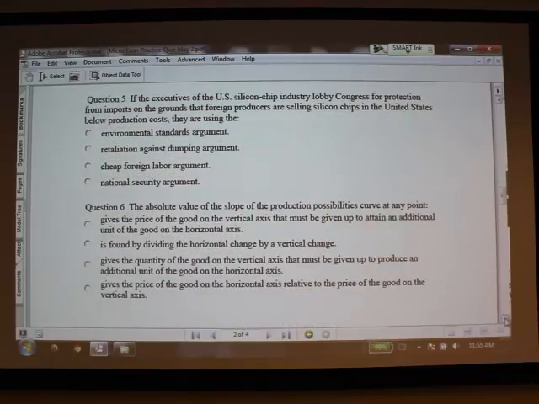Question 5. If the executives of the U.S. silicon chip industry lobby Congress for protection on the grounds that foreign producers are selling silicon chips below production costs, they are using the dumping argument. B.